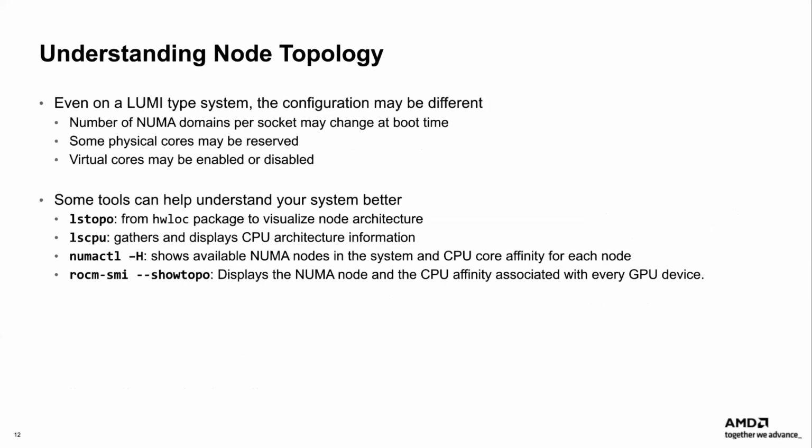So there are some tools. Even on a LUMI type system, the configuration may be different. Maybe the NPS configuration has changed one day, or some physical cores may be reserved for system operations, or maybe virtual cores are not enabled. Any system can have, on any given day, things may be different. So let's have a look at some of the tools.